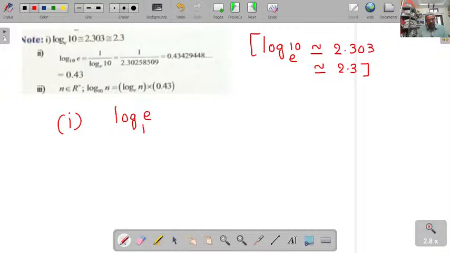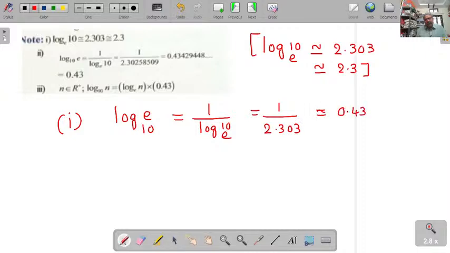Next, the first point we can discuss is log e to the base 10. How to find the logarithm of e to the base 10? That is equal to 1 upon log 10 to the base e. We know that log 10 base e is 2.303. So 1 divided by 2.303, you will be getting approximately 0.43. So log e to the base 10 is approximately equal to 0.43.